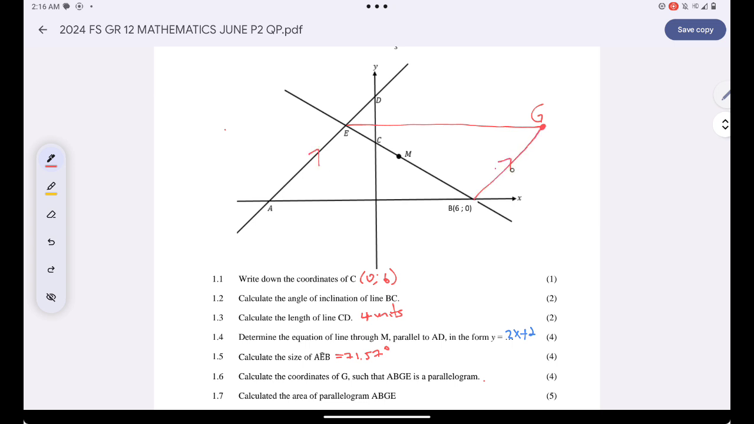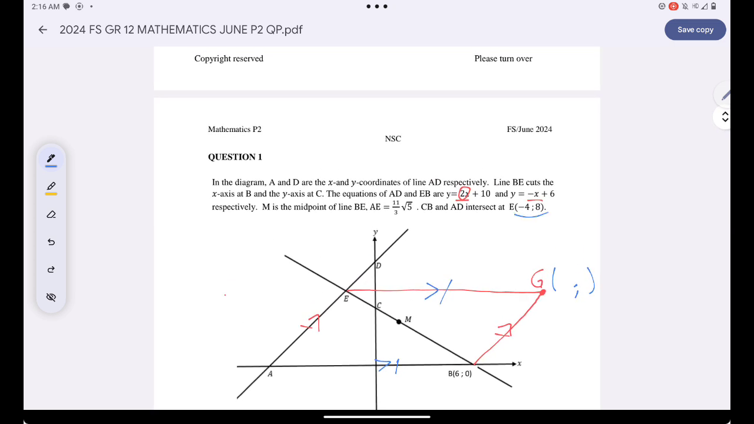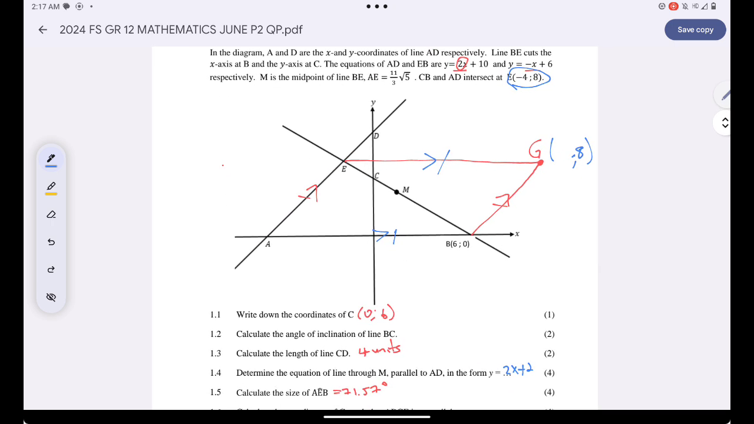These two are parallel and equal, and then these two are also parallel and equal. So EG simply means that EG is a horizontal line, right? And on a horizontal line, the y value doesn't change. We're given the points of E, right? The y coordinate of E was 8. Simply means that we also have 8 there.